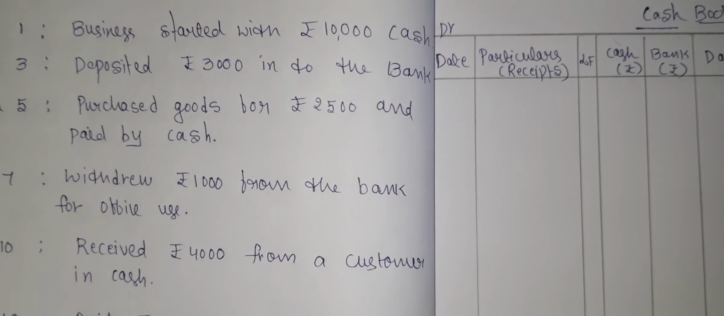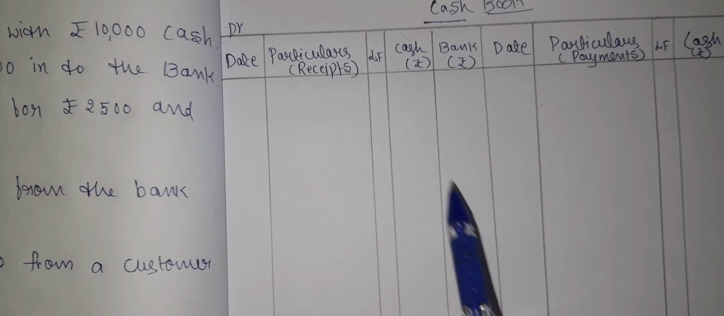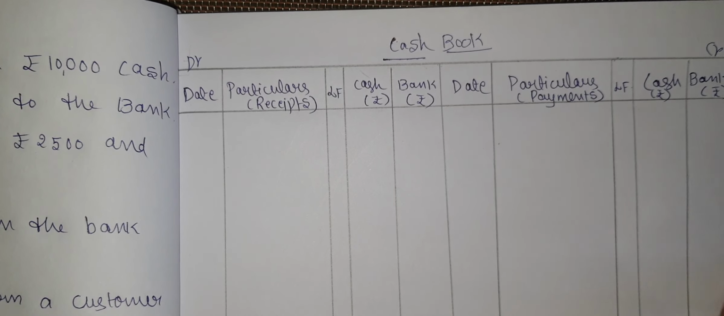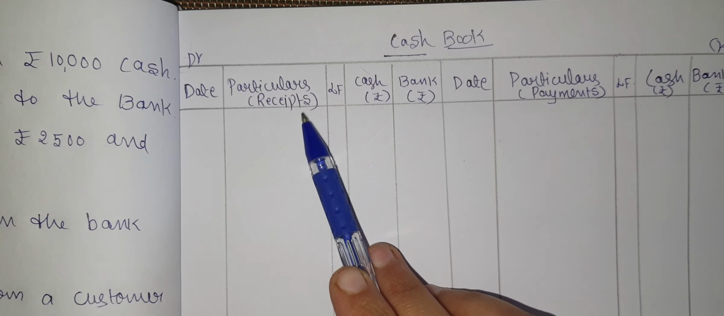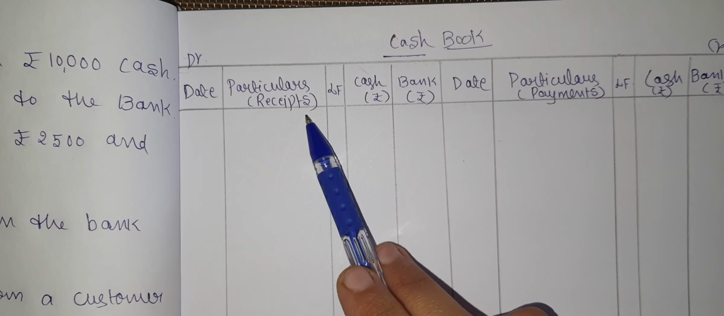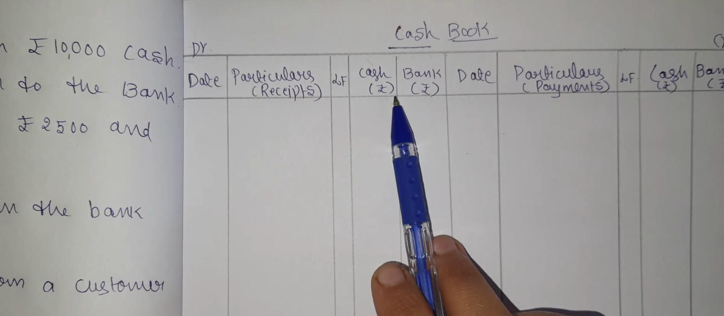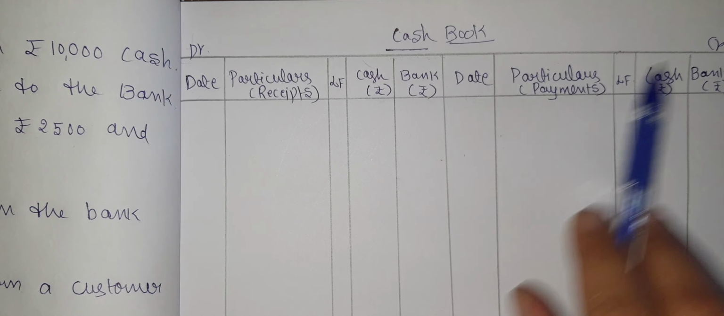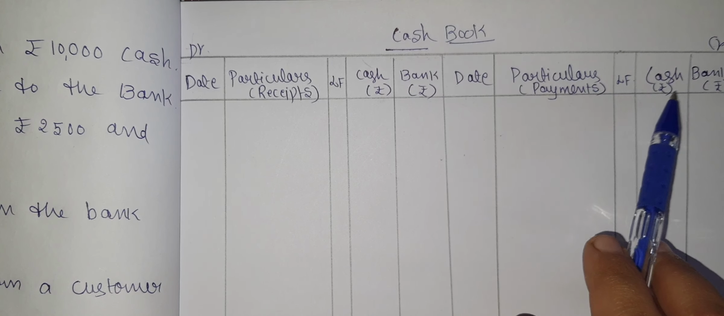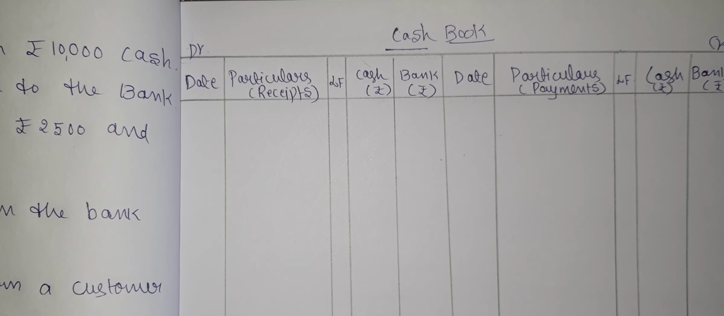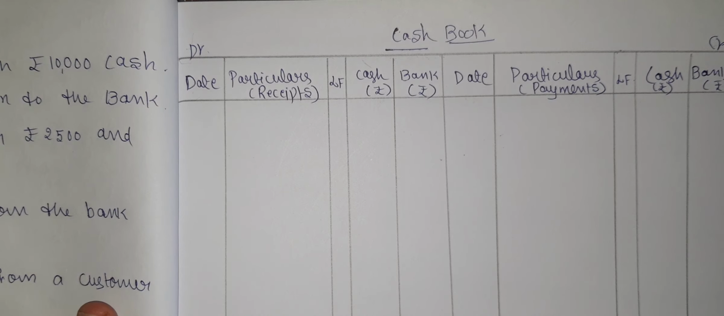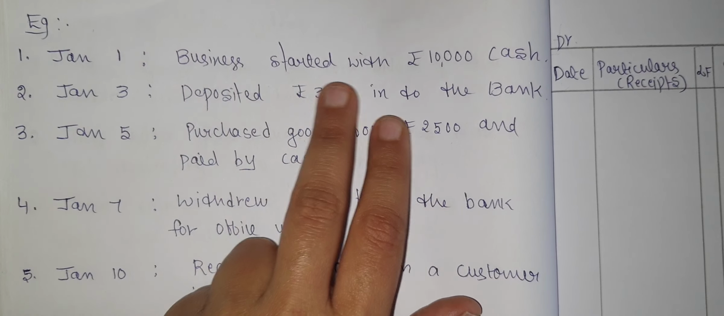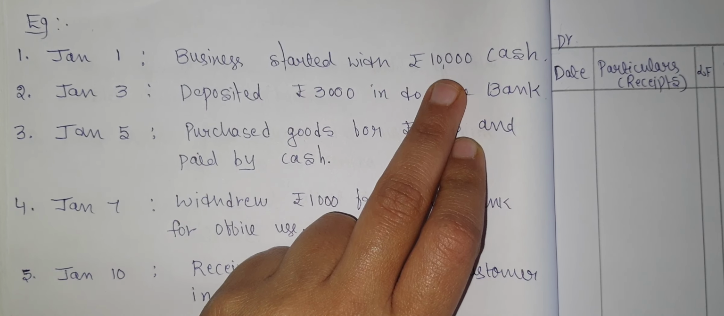Now we will solve the problem. First we have to write down the format. Date, particulars means receipts, under the debit side. Ledger folio, cash column, bank column. Again date, particulars means payments, under credit. Ledger folio, cash column and bank column. First entry is on Jan 1st. Here business started with rupees 10,000 cash. This is treated as receipt.